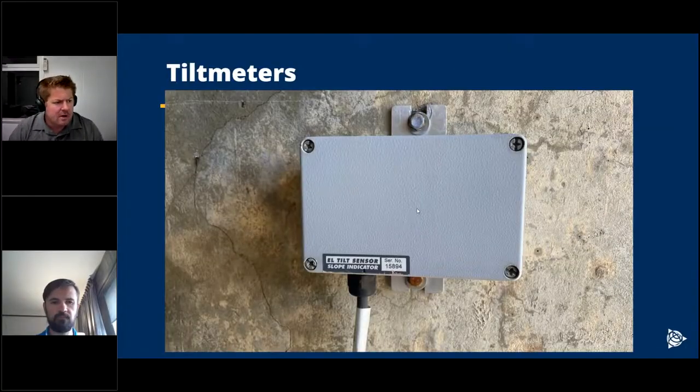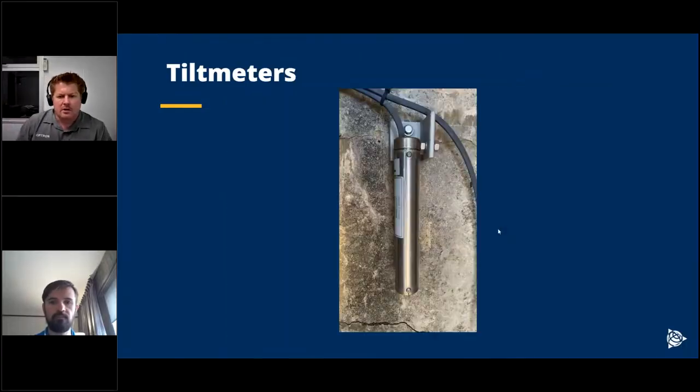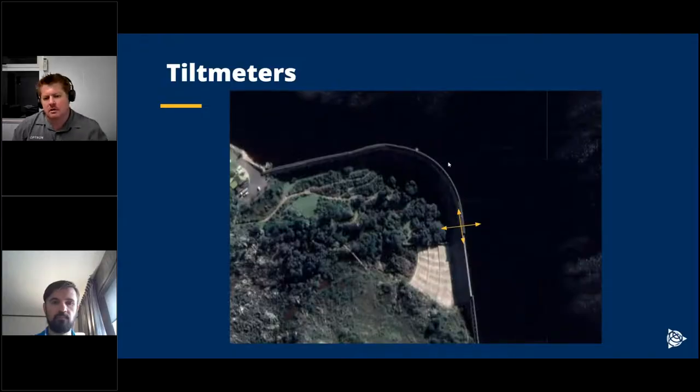Okay, then we've got quite a number of tilt meters on the dam wall as well. So this is just a uniaxial tilt meter, so it just monitors tilt in one direction. And to show you, that is where it's installed on the dam wall, and it monitors any tilt happening in the direction of those arrows. Then right next to it, we have a biaxial tilt meter as well. And this monitors in both axes, so upstream, downstream, and then left to right as well.